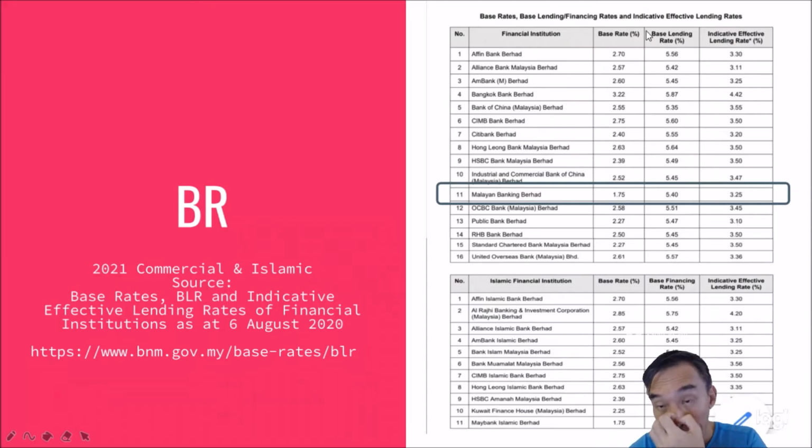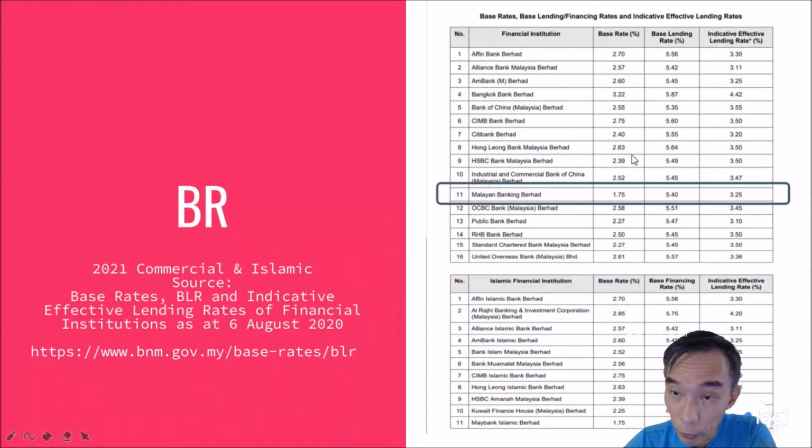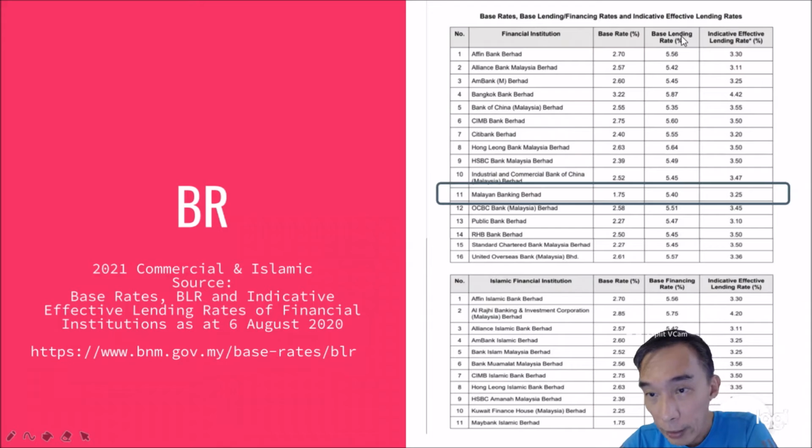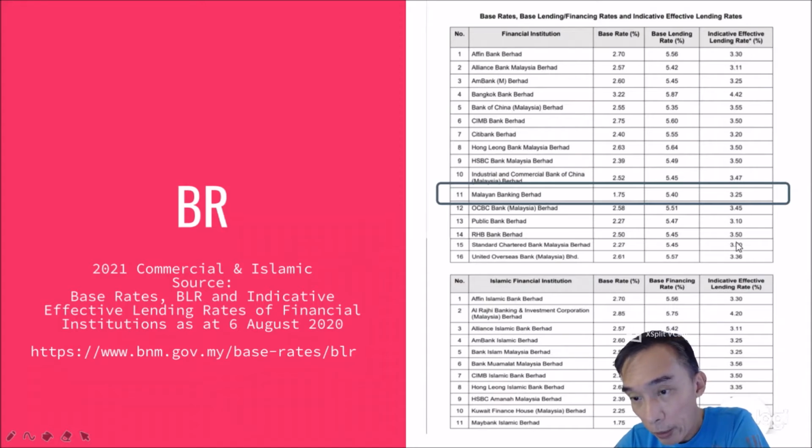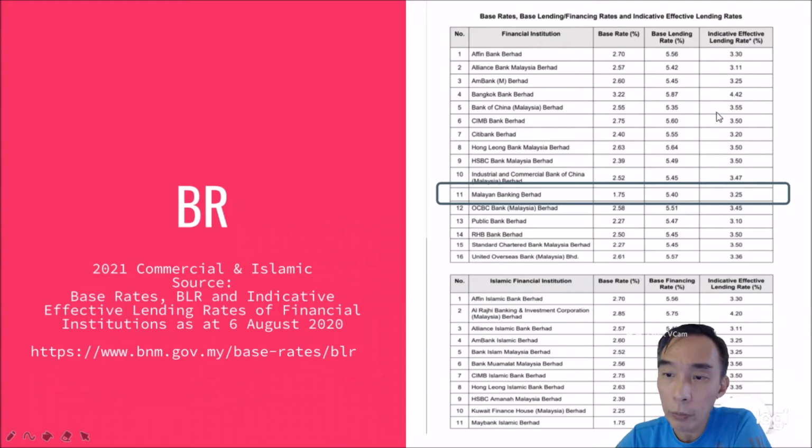So let me explain again. So the BR is for those that have gotten their loan from 2015 onwards. BLR is for those whose loan is before 2015. Effective lending rate is the correct number that you would use when you apply for a loan now. So if you apply for a loan expecting to get a good deal from a bank, then you can check the effective lending rate column. But this is indicative, so you apply and then you see what amount the bank offers you. Maybe a bit higher than this amount. Usually they will put the lowest.